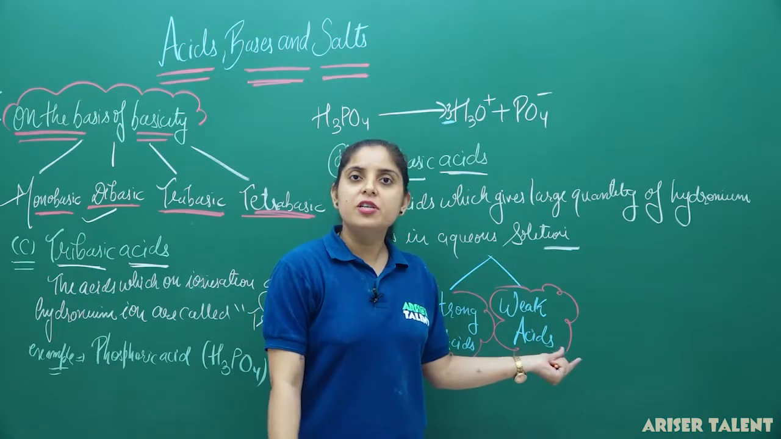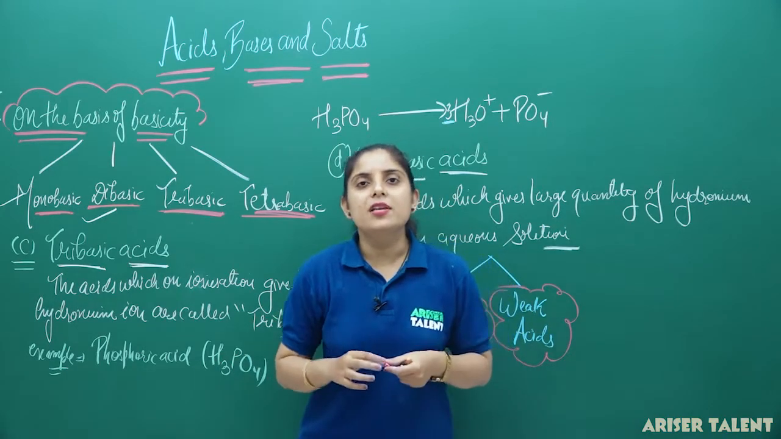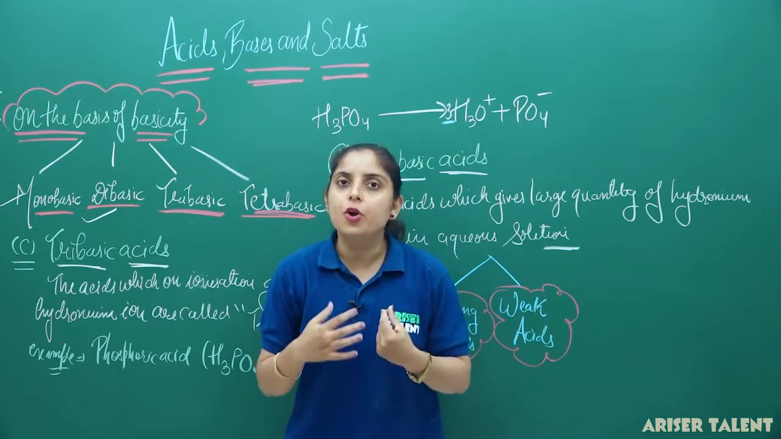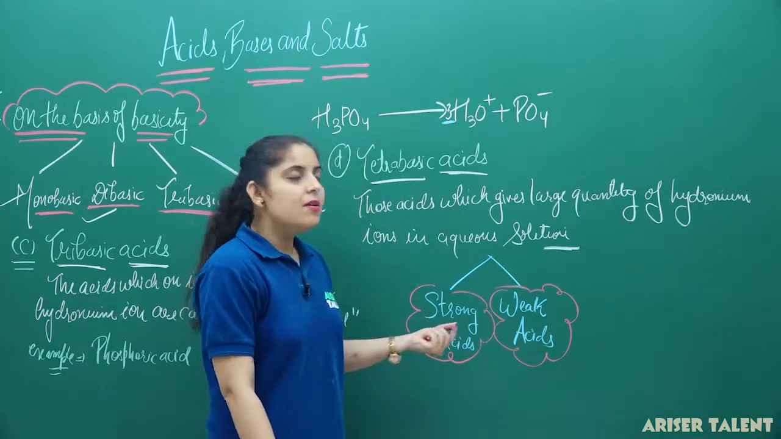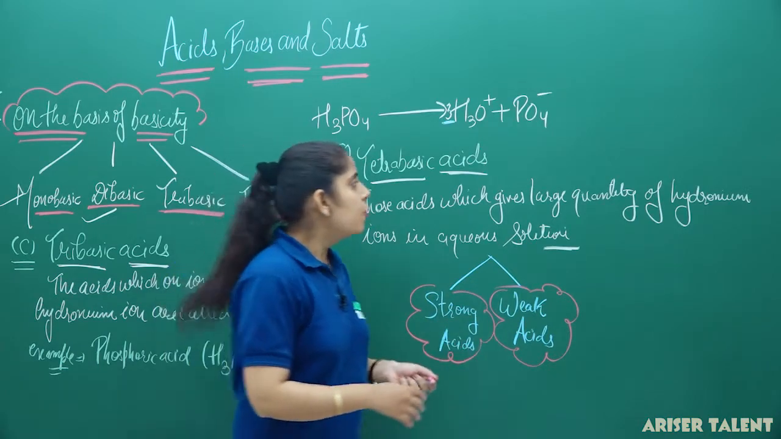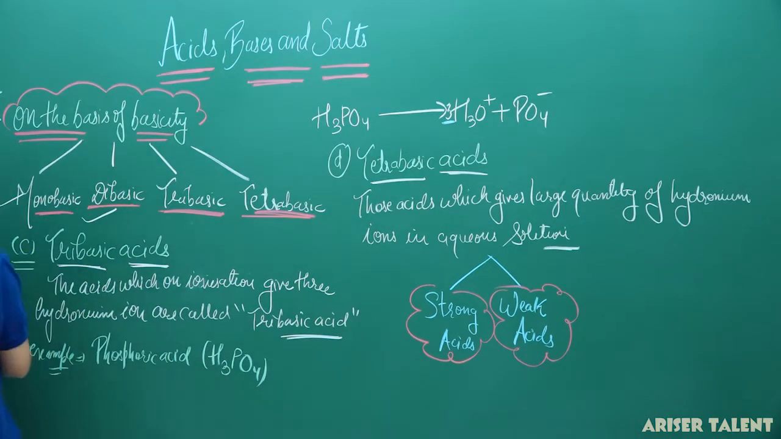Complete ionization is not possible in the case of acetic acid and many more acids like oxalic acid. In these acids the complete ionization is not possible, so you will not get the perfect acid here. So these are known as the weak acids. So what are strong acids and weak acids? Let's write the definition here.